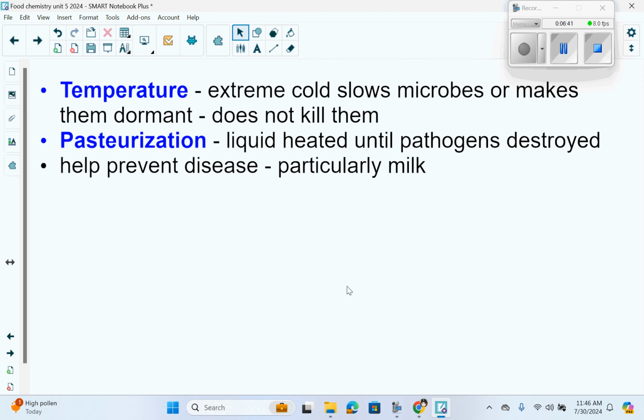Temperature. Extreme cold will slow microbes or make them dormant, but it doesn't kill them. Pasteurization: this would be a liquid that's heated until the pathogens are destroyed. This will help prevent disease, particularly in liquids like milk.